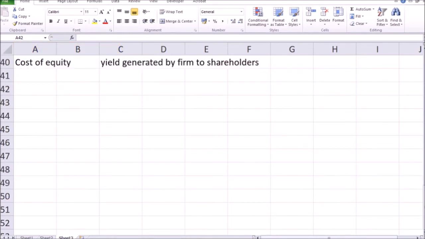Finally, let's have a look at the third source of raising capital. That's issuing and selling newly issued common shares. But basically, again, what we look for is the yield generated by the company to those shareholders. In case of common shares, in case of equity, we have a couple of formulas that might help us to find the yield generated to the shareholders. And those are the formulas from the dividend growth model and the capital asset pricing model.